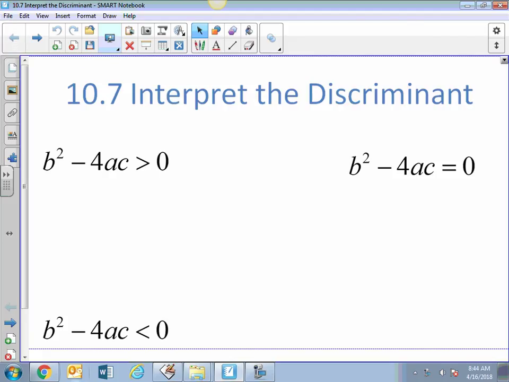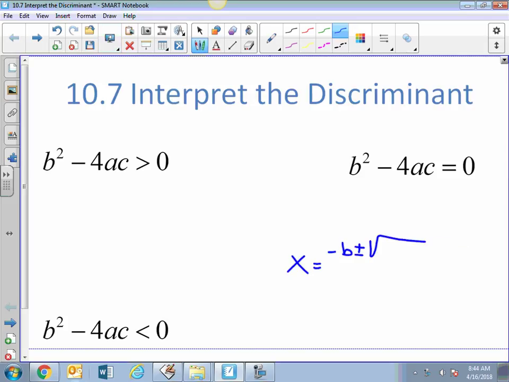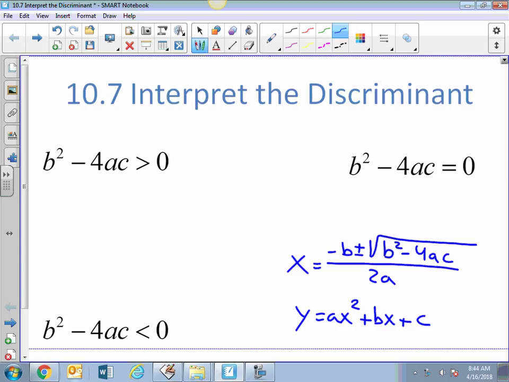What the discriminant is, essentially, is if you go back to your quadratic formula, which is negative b plus or minus the square root of b squared minus 4ac all over 2a. And of course, this is based off of the standard form of a quadratic equation. So if we think about our quadratic formula, the discriminant is what's underneath the square root. That does a couple of different things for you.